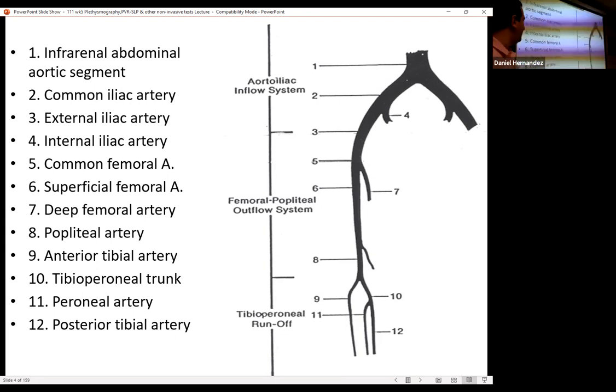So these are just our segments of our vessels. Again, just familiarize yourselves with your vessels. There's a couple different terminologies that we use when we're talking about the lower extremity arteries. We break it down into segments. We refer to the more proximal arteries as the inflow system, the aortoiliac inflow. Once we get past the level of the groin, we get into the outflow system. That's our common femoral artery, superficial femoral, SFA, profunda.